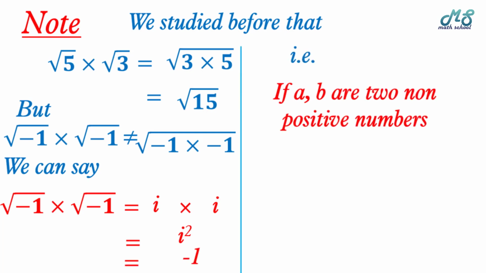That means, guys, if a and b are two non-positive numbers, and non-positive means 0 or negative, so root a times root b is not equal to root a times b. We can write it as root of ab.